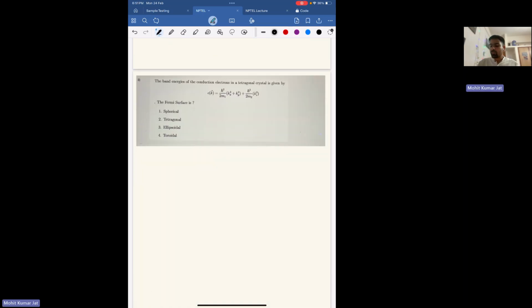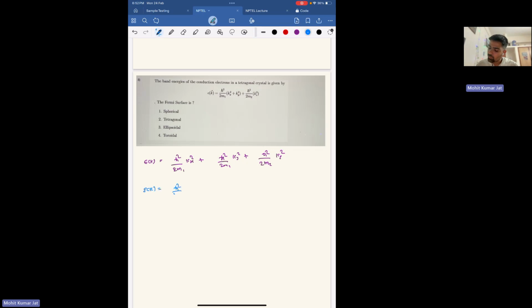Now moving on to the next problem. The band energies for the conduction electron in a tetragonal crystal are given by the band dispersion: E(k) is h bar square by 2 m1 kx square plus h bar square by 2 m1 ky square plus h bar square by 2 m2 kz square.